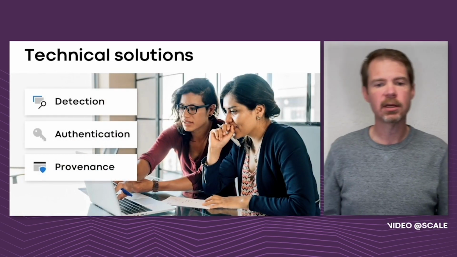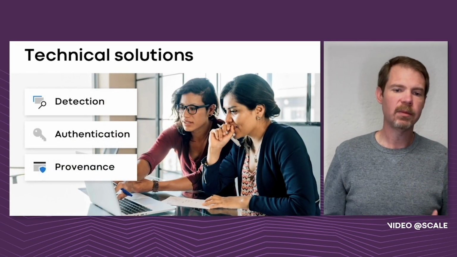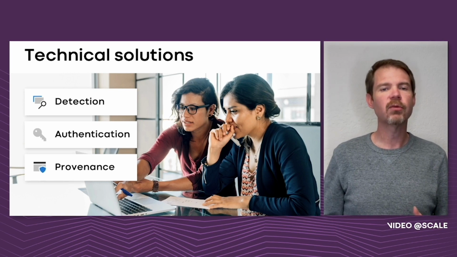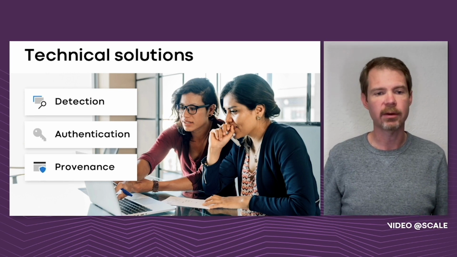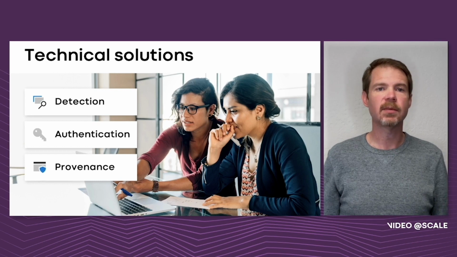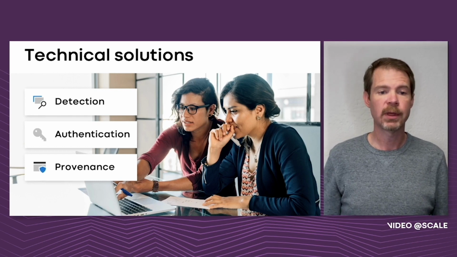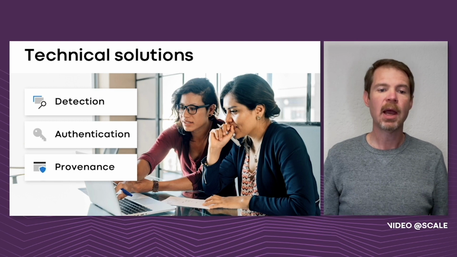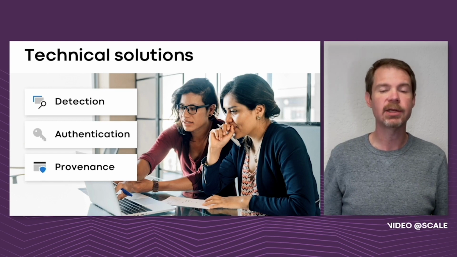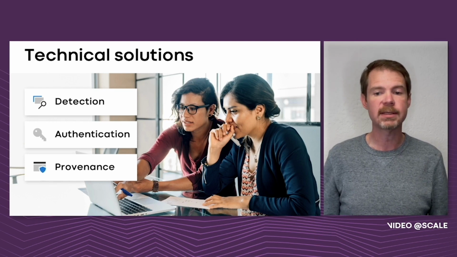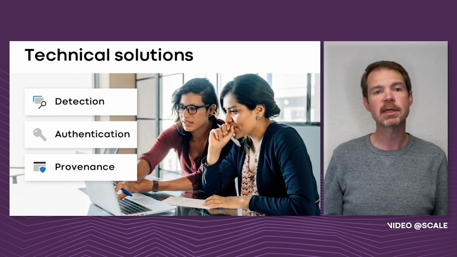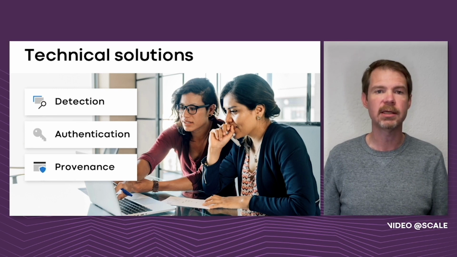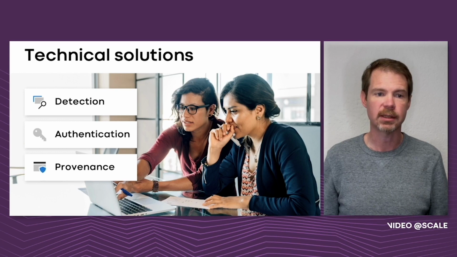When we think about technical solutions for malicious synthetic media, there are really three areas we worry about. Detection is the ability to automatically tell if a piece of media is fake. Authentication is the ability to tell if something came from a trusted source. And provenance is the ability to get additional information about a piece of media that helps you as a consumer make a more educated decision about whether or not to trust it.